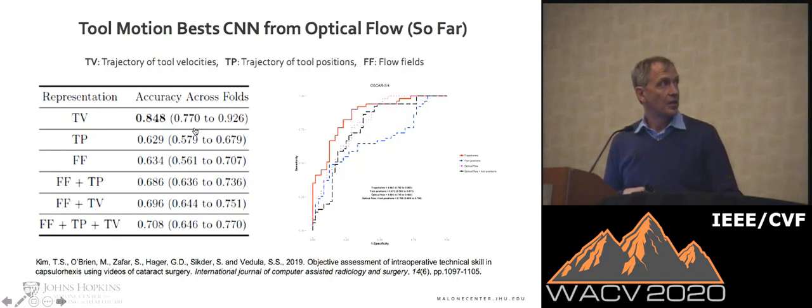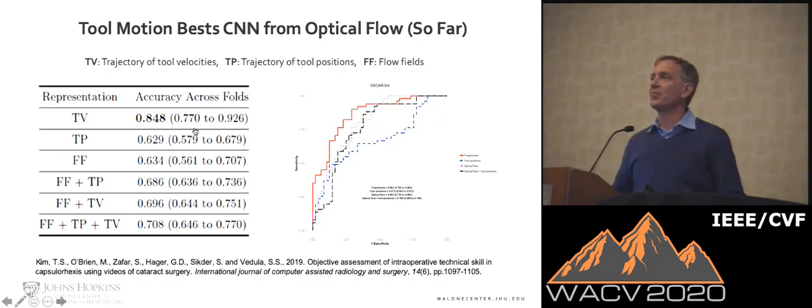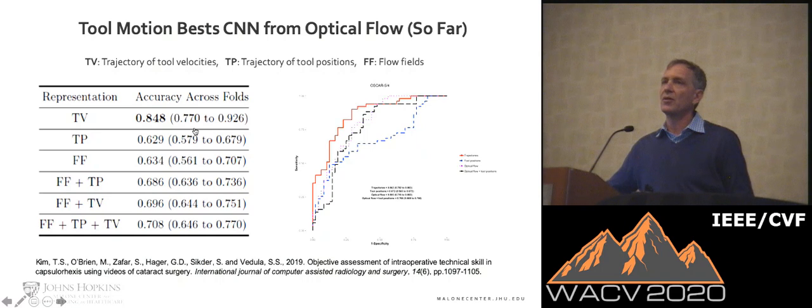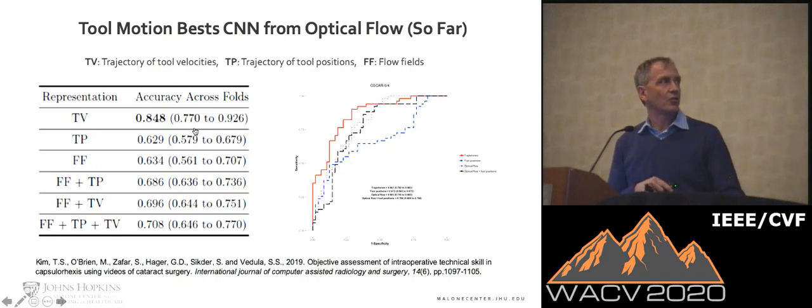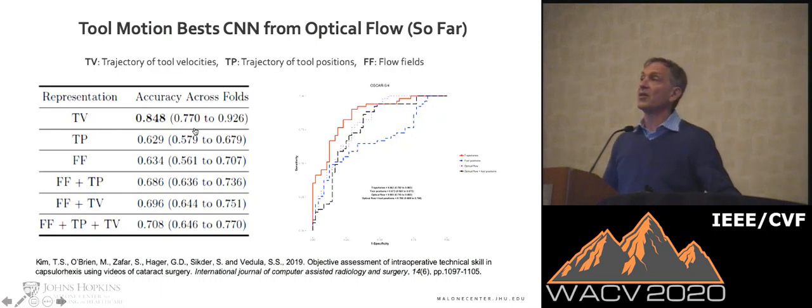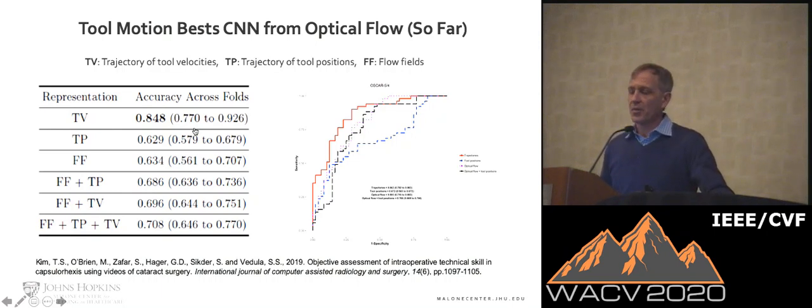If you look here, FF is optical flow, and so we're better than chance, 63%. But if you look up here, this is tool velocity. You can see that we're actually up at 85%. So we still haven't been able to crack the skill nut with video yet. Now, whether that's because the data set is too small, or whether it has to do with the techniques we're using, I really couldn't tell you. But the fact that we can already get some signal out suggests to me that there is a lot of opportunity in this space.